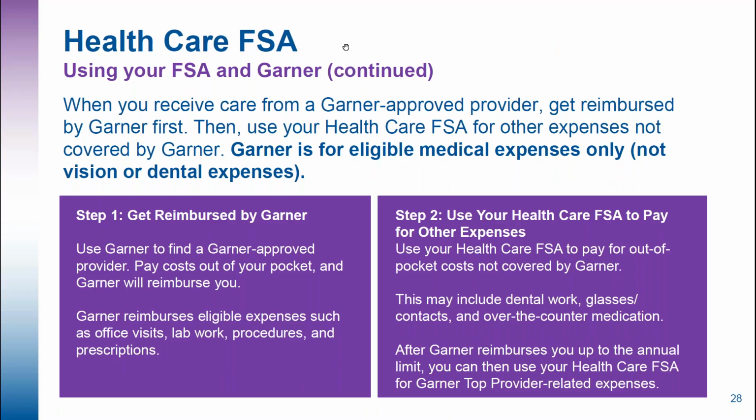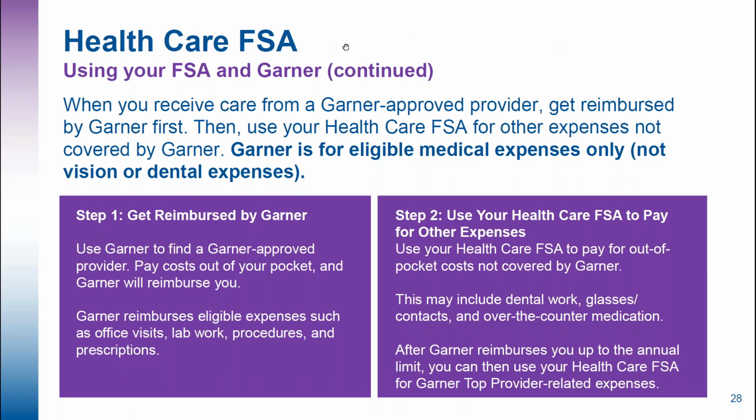So thanks, Sarah, for this slide. Step 1, you can get reimbursed by Garner. Use the Garner app to find Garner approved providers. Pay the costs out of your pocket and Garner will reimburse you. I was actually just on my Garner app before this webinar because I want one of my doctors to be a top provider, and he's not listed as a top provider. So I filled out a form with them in their little chat area, and I'm trying to get him added as a top provider. So you can do that.